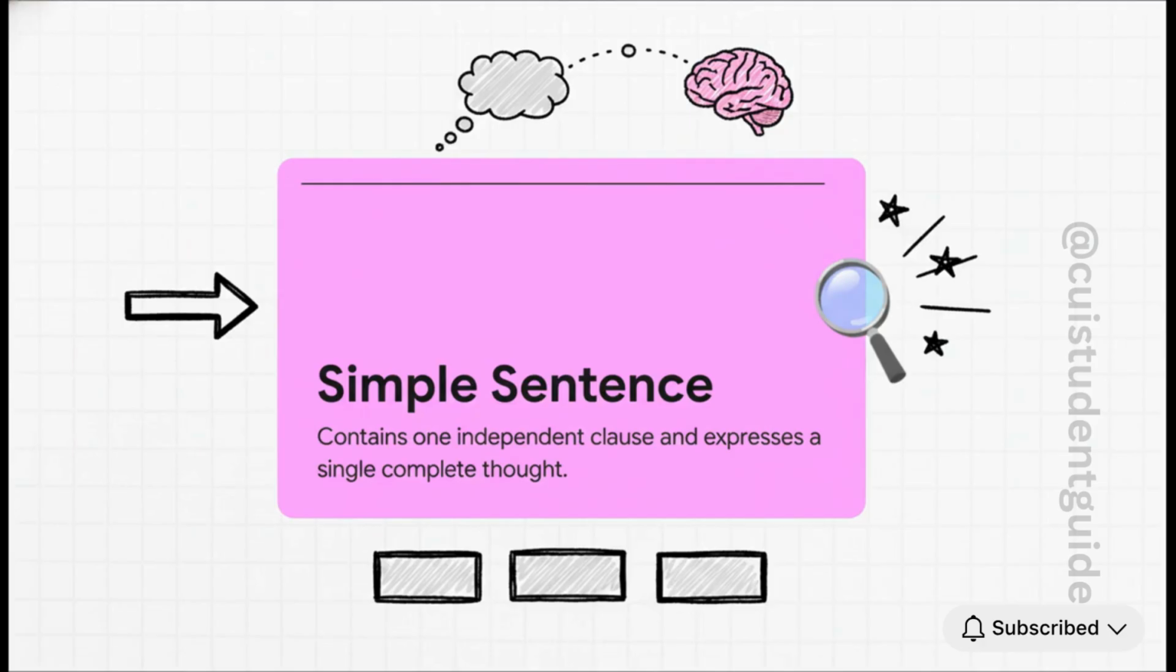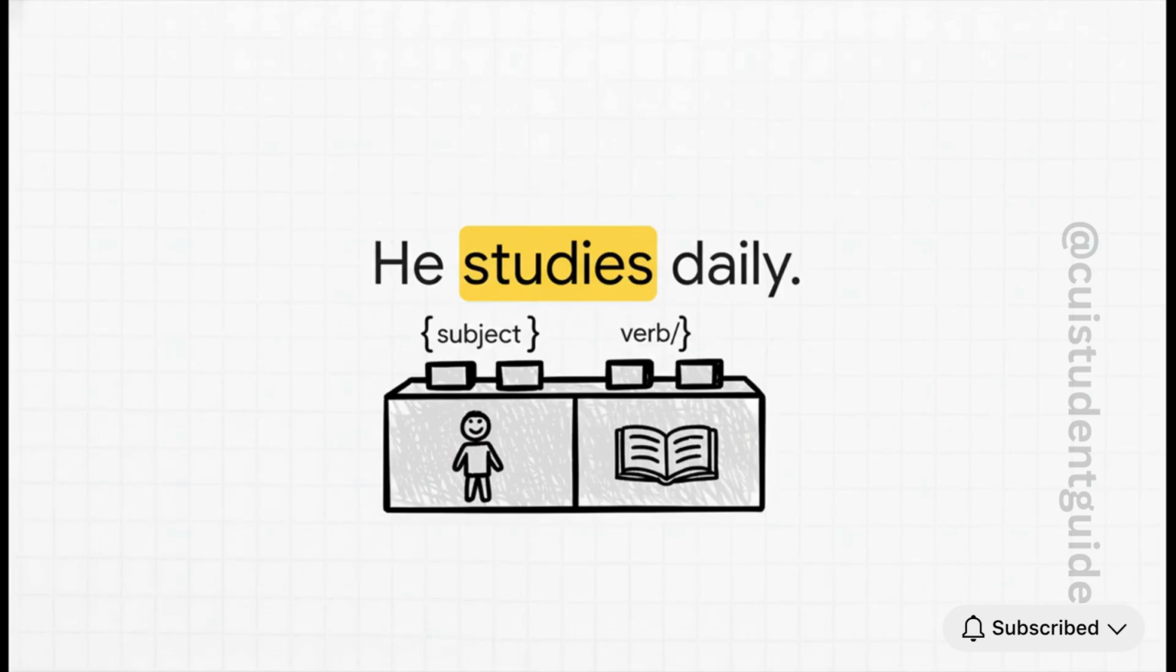We're going to start with the absolute foundation, the simple sentence. It's just one subject and one verb, and it gets a single, complete thought across. This is the basic building block for all clear communication. For instance, "He studies daily." One subject, he. One verb, studies. It's a full thought. It might be simple, but you know what? That kind of clarity can be incredibly powerful in your writing.